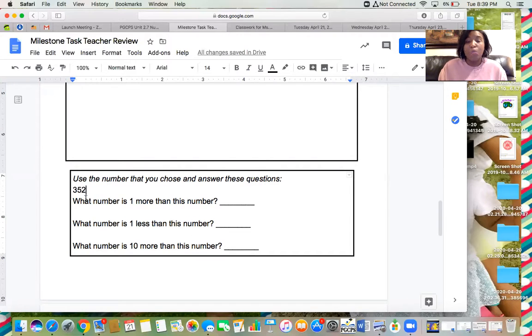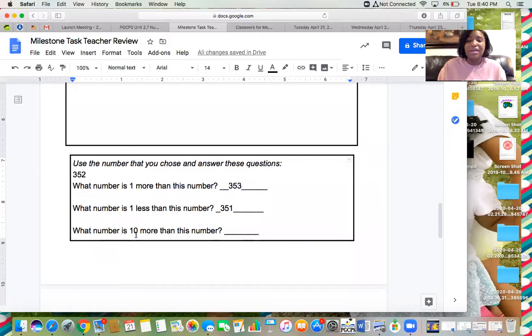If I'm looking at one more, I know I'm going to focus on my ones place. One more than 2 is 3, so that would be the number 353. Perfect. Next, it says, what number is 1 less than this number? Again, I'm going to look at my ones place. 1 less than 2 is 1, so that would be the number 351.